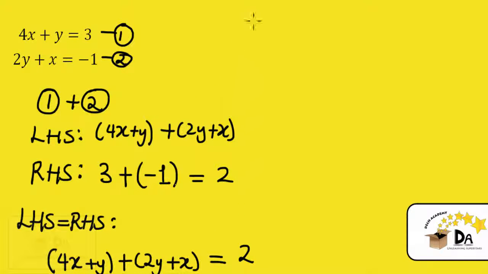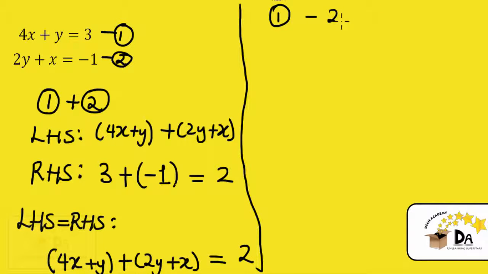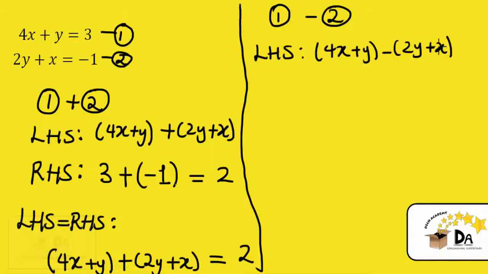And let's do a subtraction on this side, equation 1 minus equation 2. Left-hand side subtraction. It's (4x plus y) minus (2y plus x). The brackets are so important, I cannot overemphasize them. This is the left-hand side of equation 1. This is the left-hand side of equation 2. So you're subtracting it. You're basically saying equation 1's left-hand side minus equation 2's left-hand side. You have to put the brackets.